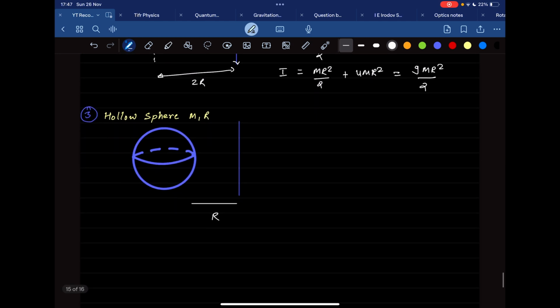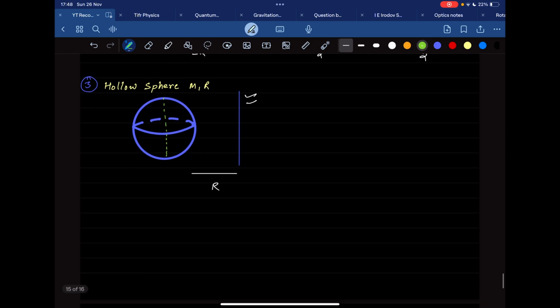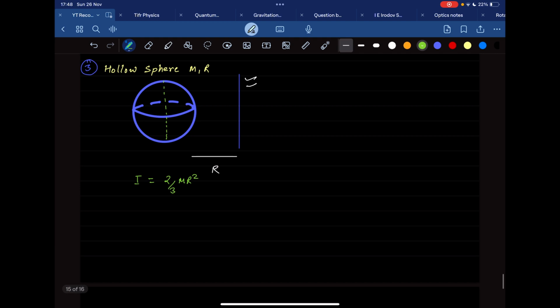Now taking one more example. Here there is a hollow sphere of mass m, radius r, and I need to find the moment of inertia about the given axis. You can look in the figure to find the orientation. By the way, if you do not know the moment of inertia of a sphere about the diameter, I can tell you the moment of inertia of the hollow sphere is 2 by 3 mr square, and for the solid sphere it's 2 by 5 mr square. Just keep that in mind.